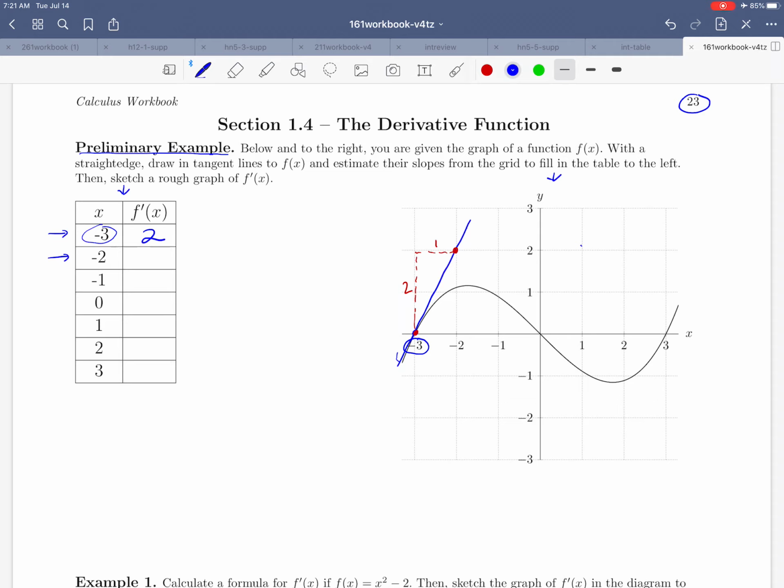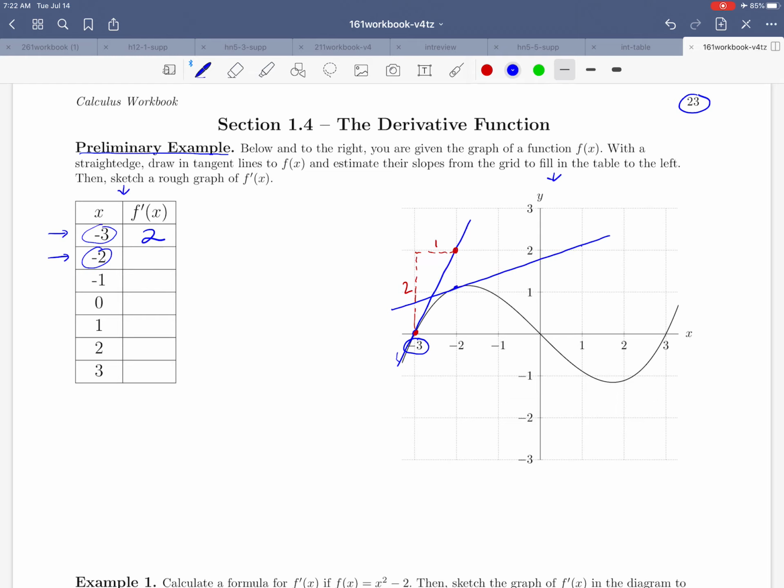Now, same idea for -2. We're going to find the point where x is -2 on our curve, take out that straight edge, and draw the best tangent line we can. It's difficult to be really exact on this, so just do the best that you can to draw in a tangent line. There's my best guess as to what the tangent line would look like.